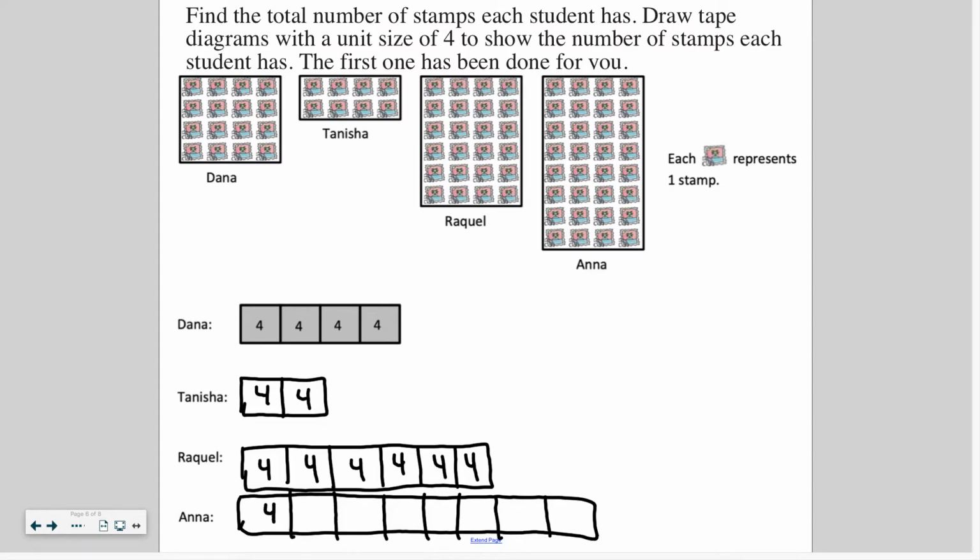So 4, 8, 12, 16, 20, 24, 28, 28, and 32, because 8 times 4 is 32. So I took my information that I have here represented in these arrays and made tape diagrams of them.